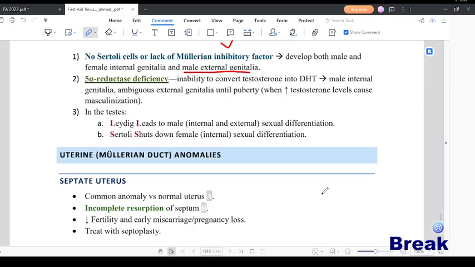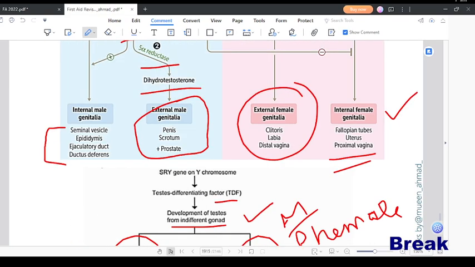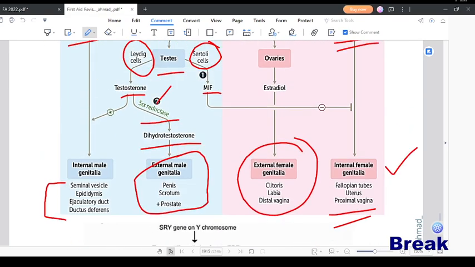So 5 alpha reductase deficiency: there is 5 alpha reductase deficiency, resultantly inability to convert the testosterone into dihydrotestosterone, male internal genitalia, ambiguous external genitalia until puberty, when increased testosterone level causes masculinization. And here you can see now, we did that, and now we're talking about the deficiency of this particular enzyme.